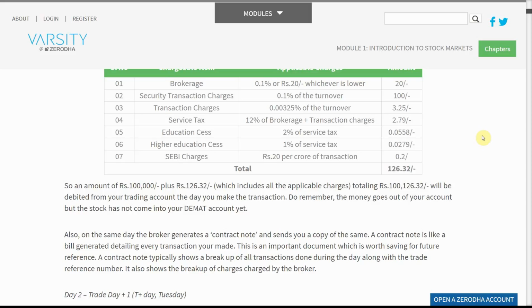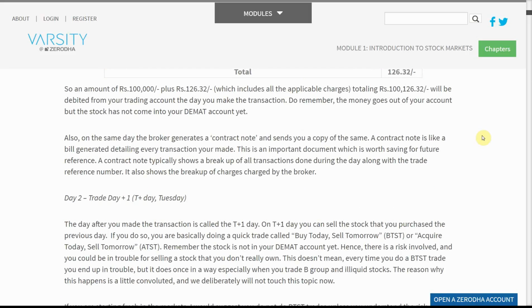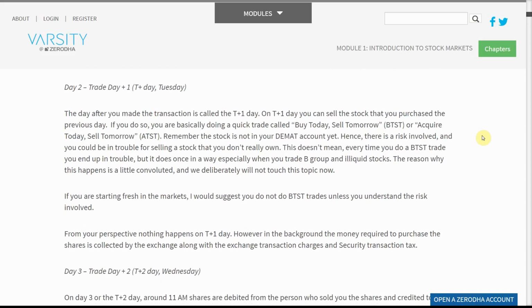A contract note is like a bill detailing every transaction you've made. This is an important document which is worth saving for future reference. A contract note typically shows a breakup of all transactions done during the day along with the trade reference number. It also shows the breakup of charges charged by the broker.